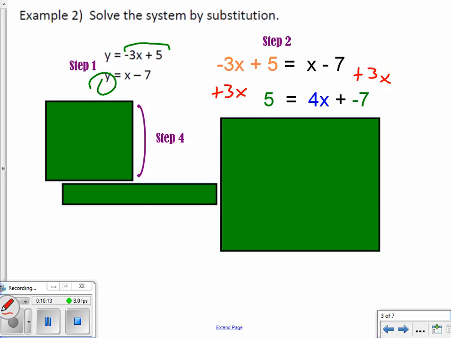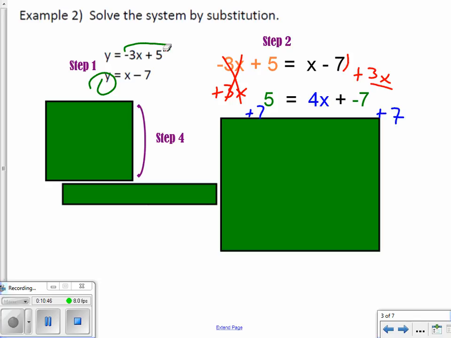When I add 3x, these ones go away. 1x and 3x becomes 4x. The 5 is left alone, and this negative 7, remember because it's minus 7, we can think of it as we're adding on a negative 7. So the negative 7 remains. At this point then, we have 5 equals 4x plus negative 7. Well, if I want to get x alone on both sides, I would add 7.